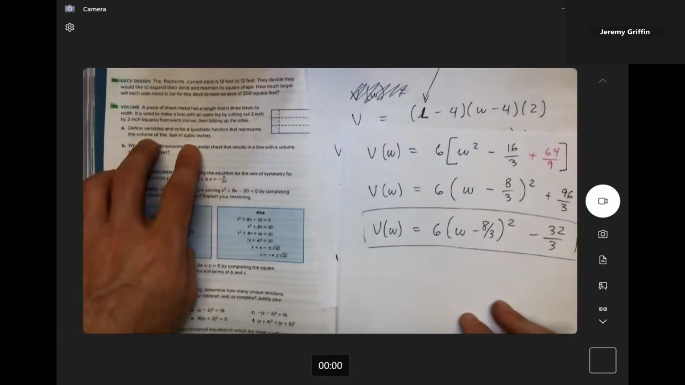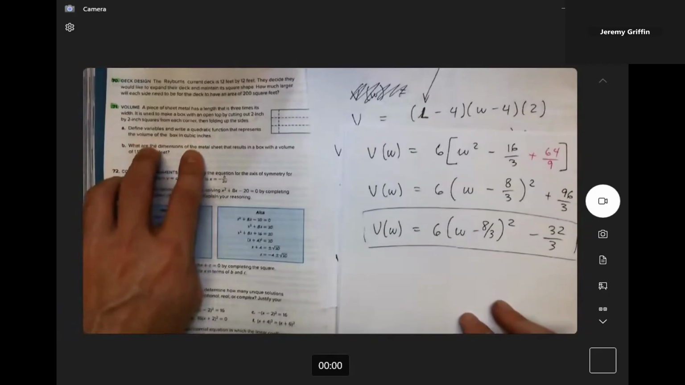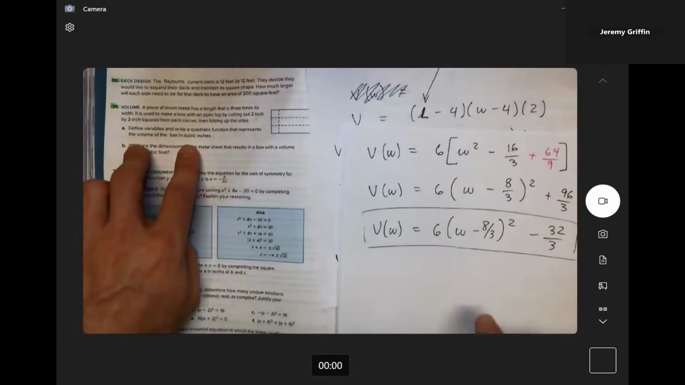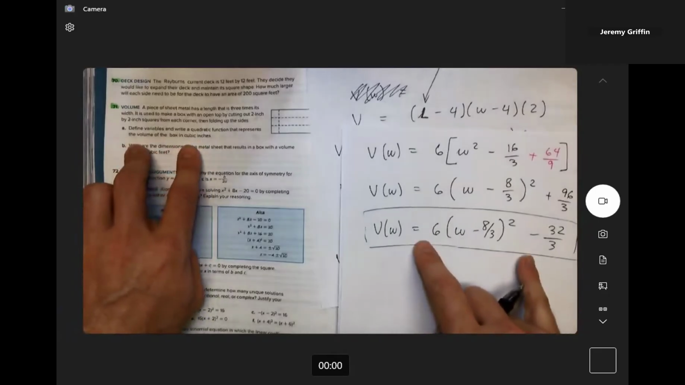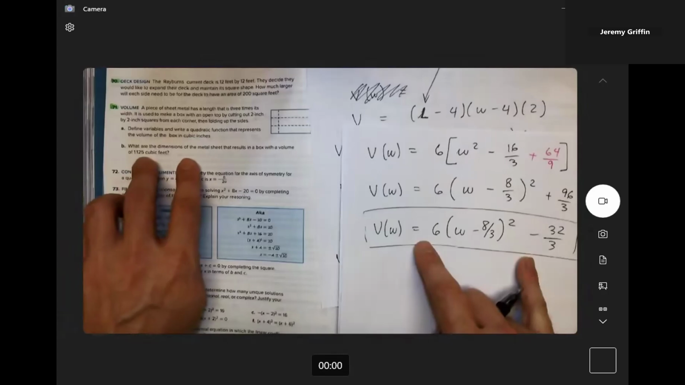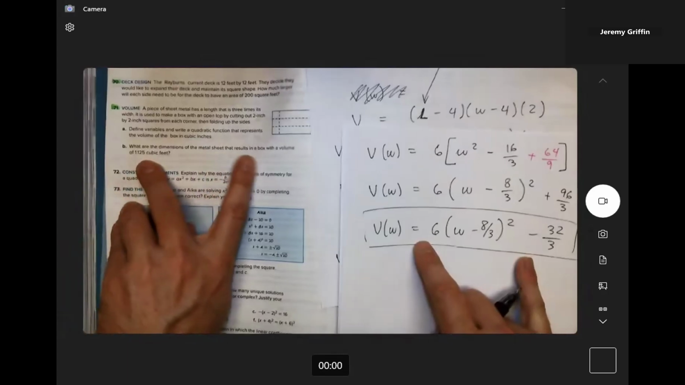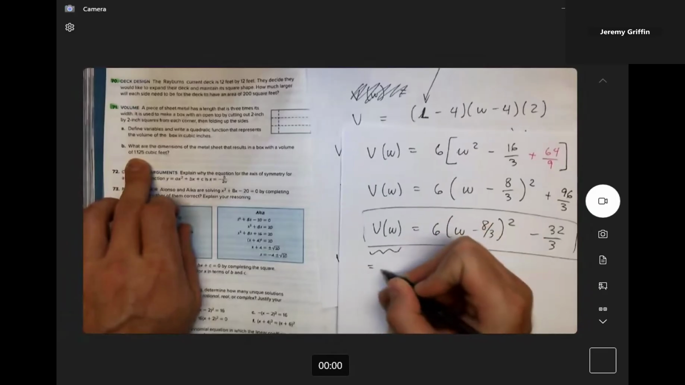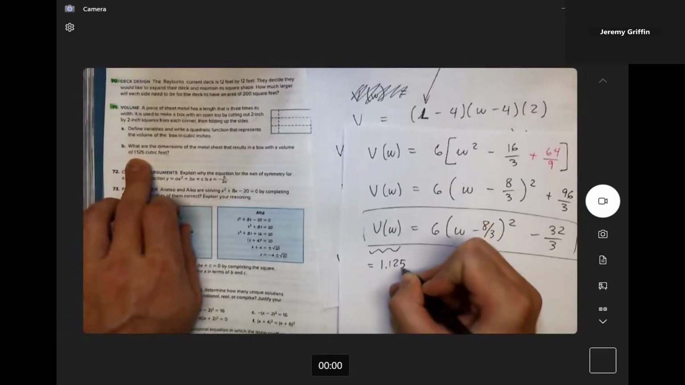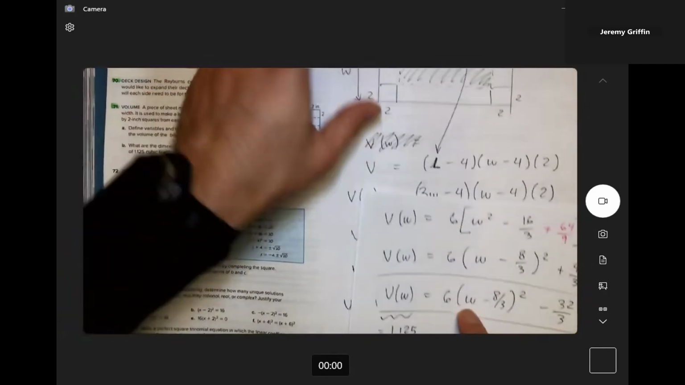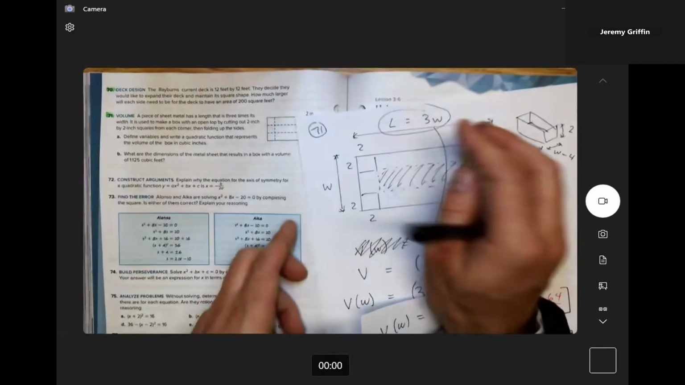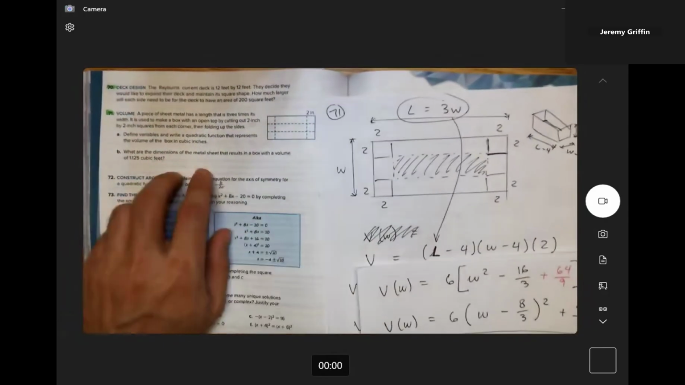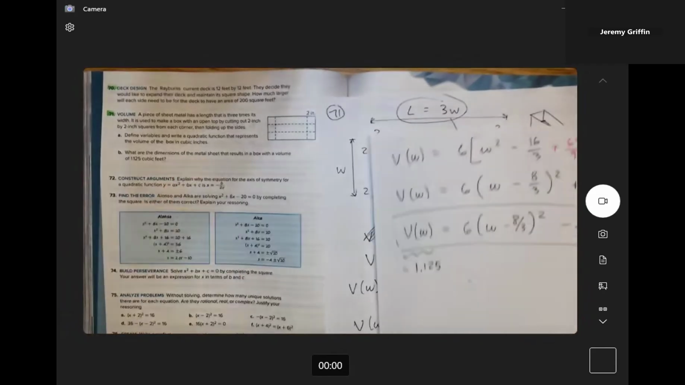Define variables and write a quadratic that represents volume of the box. Okay, so I think it could be this right here. And then what are the dimensions that would result in a box with a volume of exactly 1.125? So right here, if I replace with 1.125, I could solve for W. And then since I know L is 3W, I could get the dimensions of the original sheet metal, or the metal sheet. Okay, so we get it.